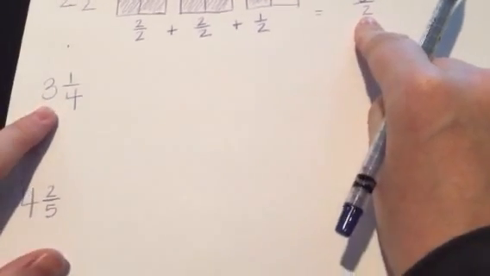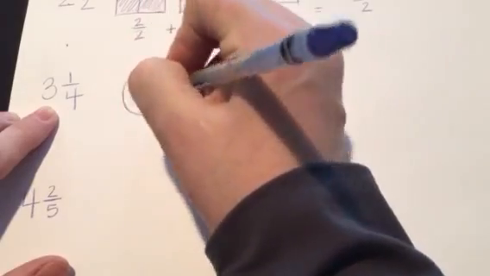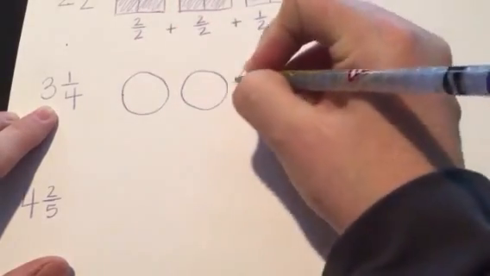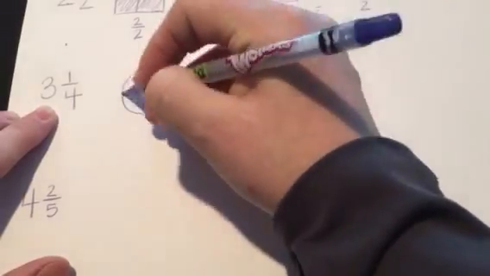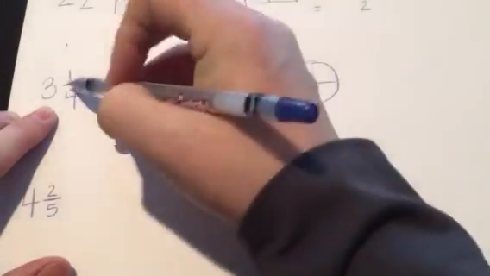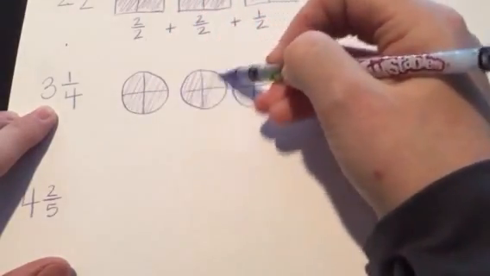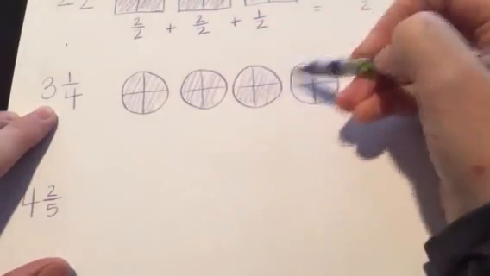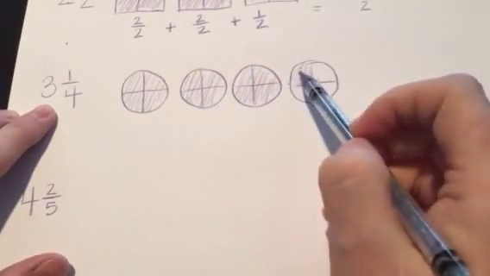So let's do the same thing with the mixed number 3 1/4. I can represent 3 1/4 by showing my 3 wholes. And we're splitting each of them into fourths because our denominator is 4. So again, I have 3 wholes, and 1/4.